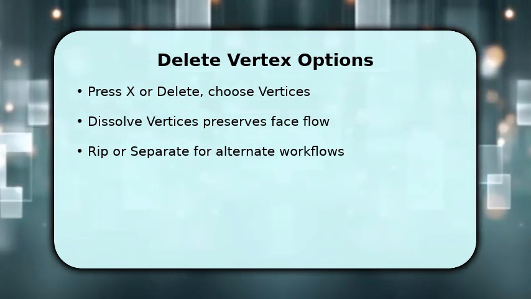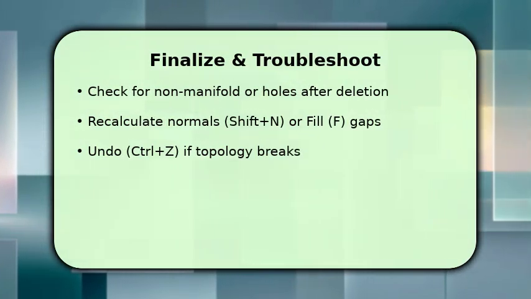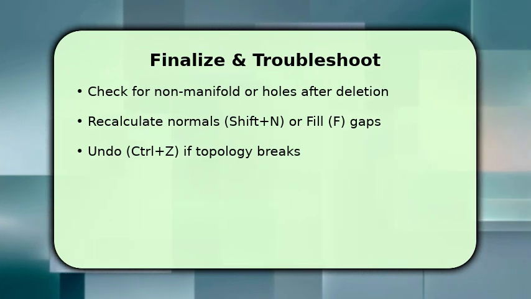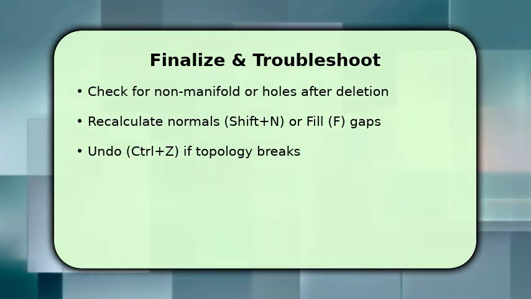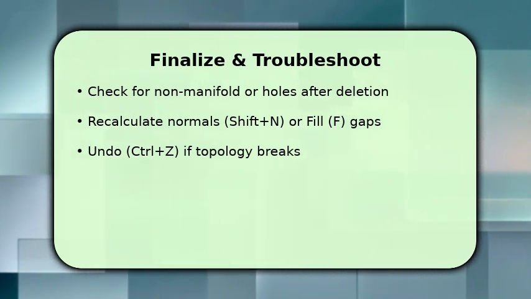Once deletion is complete, inspect the mesh for holes or non-manifold edges. You can Select All by Trait, Non-Manifold, to find issues. If surfaces flip or look dark, recalculate normals with Shift+N or flip manually in the normals menu.